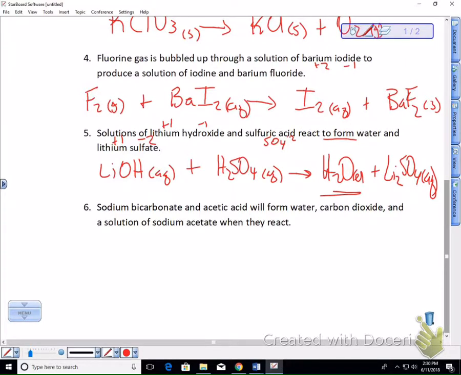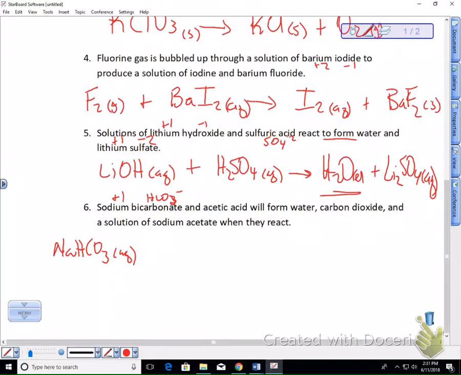Okay, one more with me. Sodium bicarbonate and acetic acid will form water, carbon dioxide, and a solution of sodium acetate when they react. All right, sodium bicarbonate is another ionic compound. Sodium is +1. Bicarbonate, if you don't remember that one, is HCO3 -1. So we're going to have NaHCO3 aqueous.